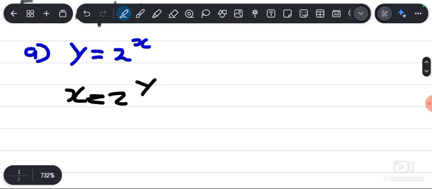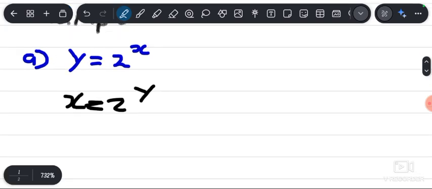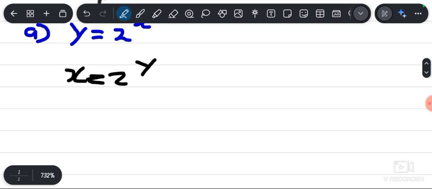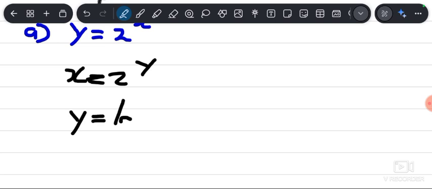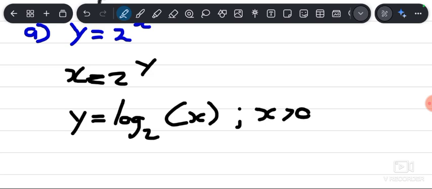To find an exponent that is a variable, we always use logs. So now we're going to use the APC to CPA method. In this case, we're just going to say y is equal to log, with the base that is carrying the exponent, which in this case is 2, and in the bracket you put x. Now I want you to always get into the habit of saying this: when you have a log, x must be greater than 0.